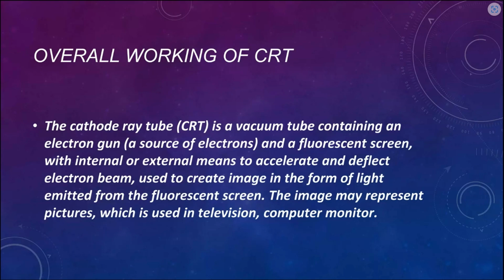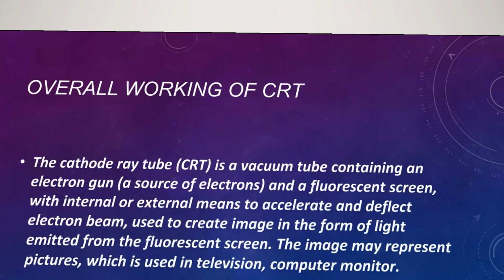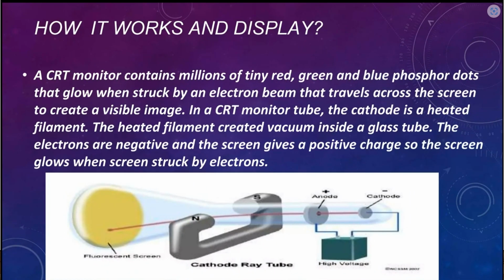The overall working of CRT is a vacuum tube containing an electron gun and a fluorescent screen, with internal or external means to accelerate and deflect the beam, used to create an image in the form of light emitted from the fluorescent screen. The image may represent a picture which is used in television, computer monitors, etc. The CRT monitor contains millions of tiny red, green, and blue phosphor dots that glow when struck by an electron beam that travels across the screen to create a visible image.